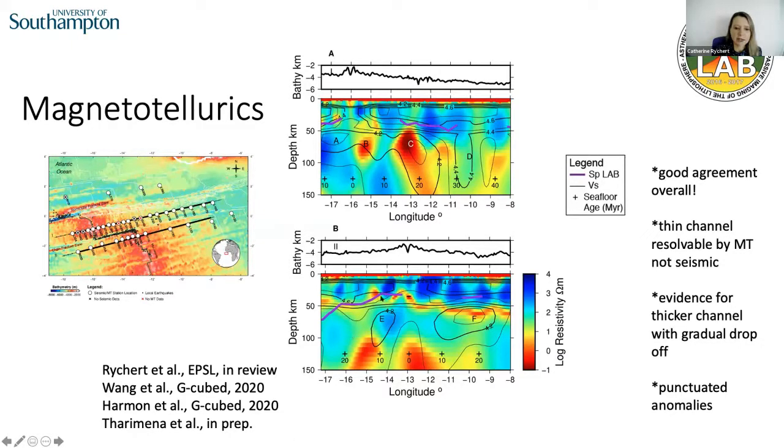In the southwest, we have a very gradual drop off in the conductivity anomaly. That's where we're able to image the receiver functions, and that makes sense because receiver functions like to look at a sharp change in melt concentration or velocity with a gradual decrease with depth. So that's really excellent agreement.